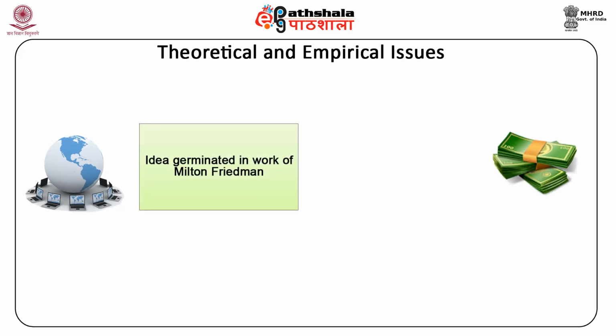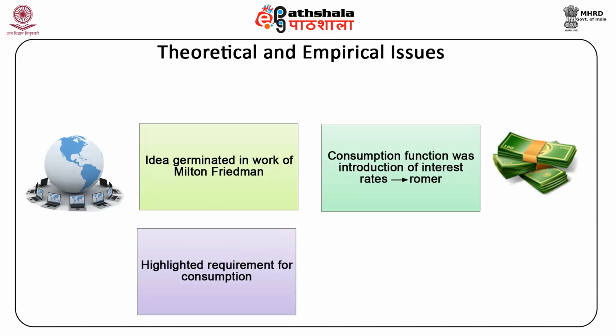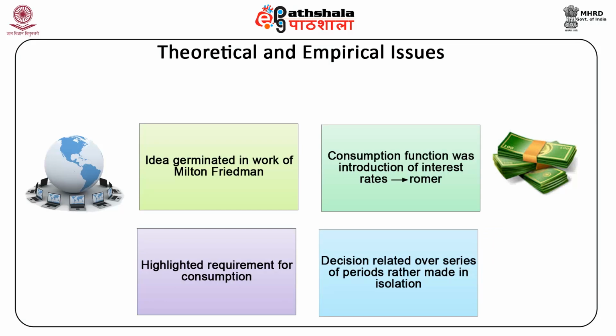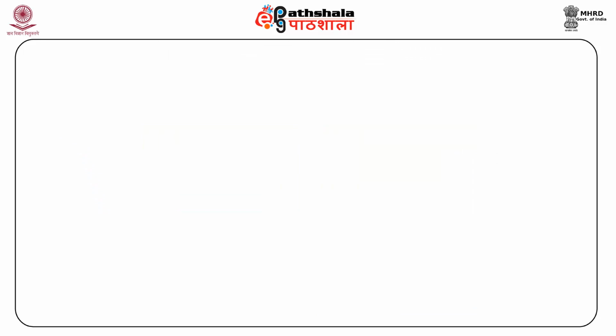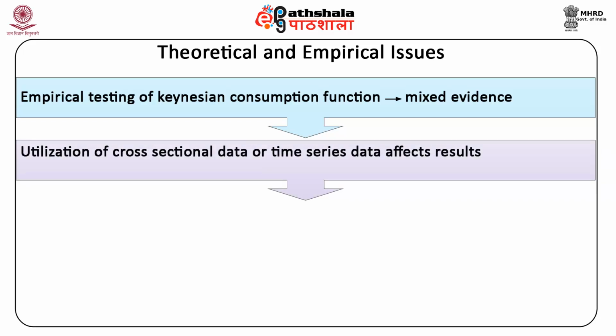Another important aspect in the discussion of consumption function was the introduction of interest rates. As done by Romer, this highlighted the requirement for consumption to be seen as a decision related over a series of periods rather than one made in isolation. The empirical testing of the Keynesian consumption function has given mixed evidence. The utilization of either cross-sectional data or time series data greatly affects the results.